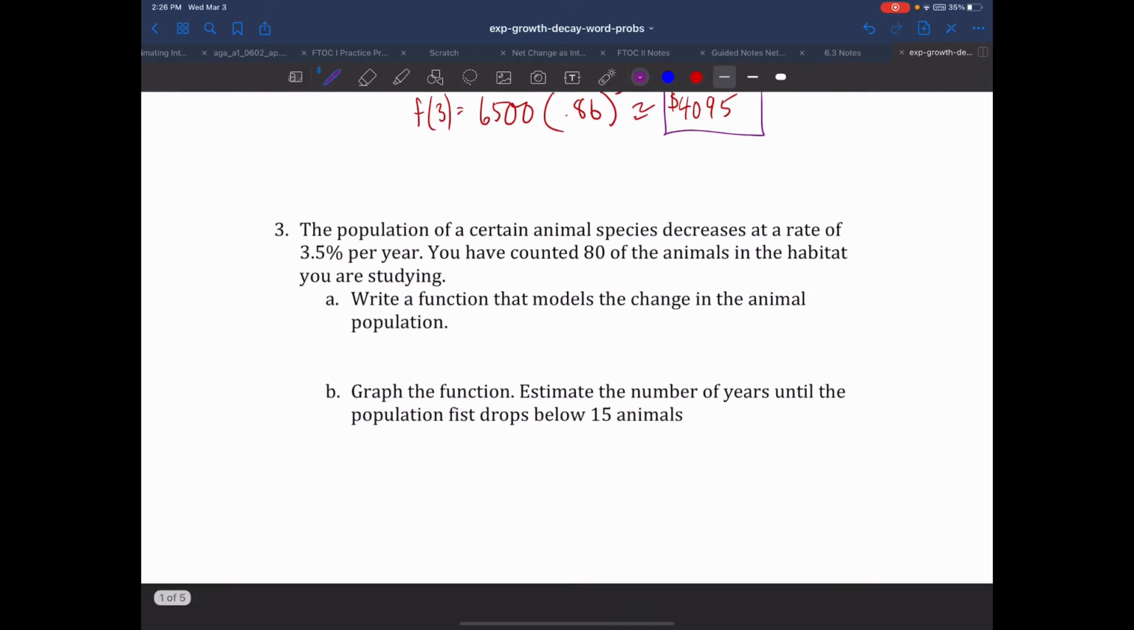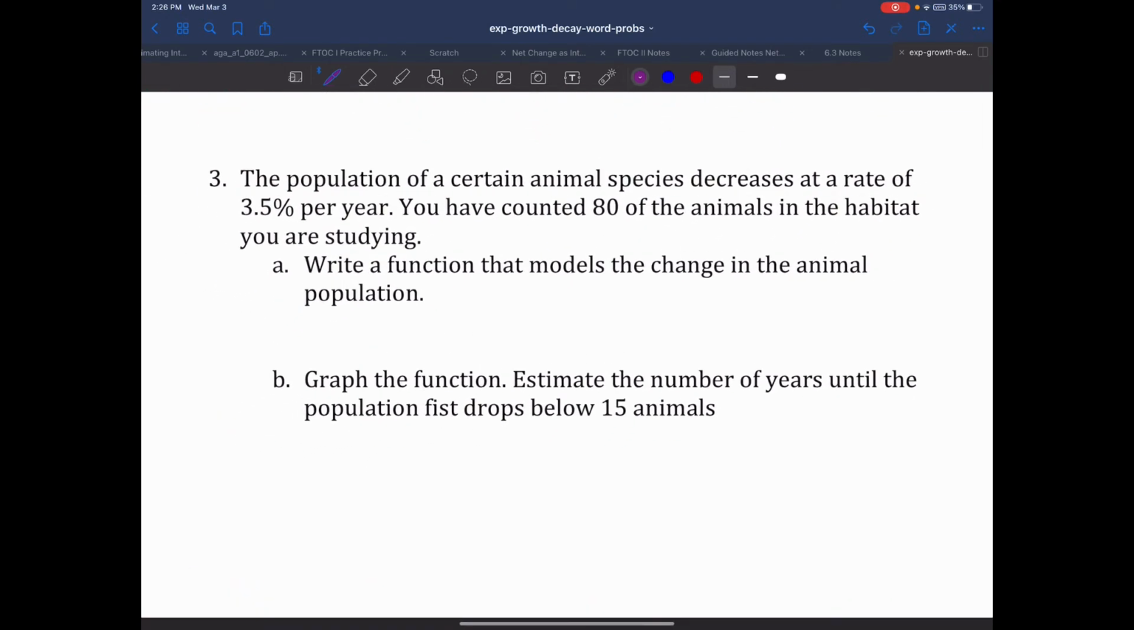Okay, so let's do another one. So this one is the population of a certain animal species. And this decreases at a rate of 3.5% per year. You have counted 80 of the animals in the habitat you are studying. Write a function that models the change in the animal population. So a couple things here. It is decreasing at a rate of 3.5% per year.